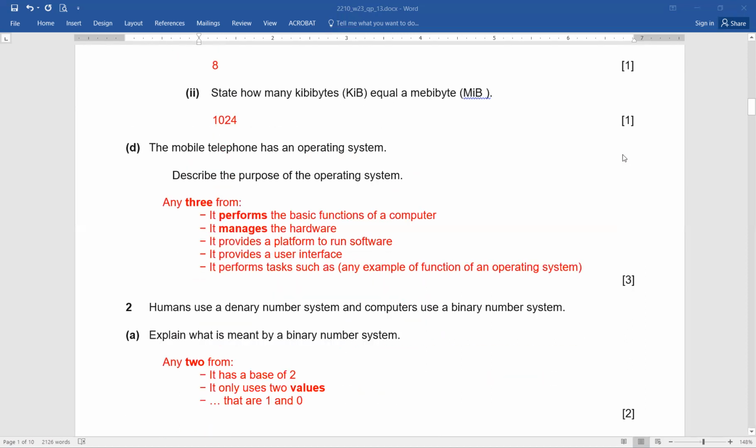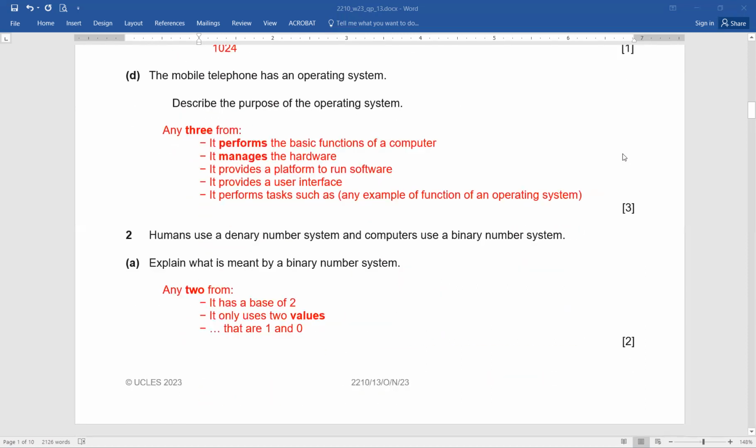Part D. The mobile telephone has an operating system. Describe the purpose of the operating system. So just pay attention to the main details for answering a 3-mark question. It means that they want you to write down 3 proper purposes.